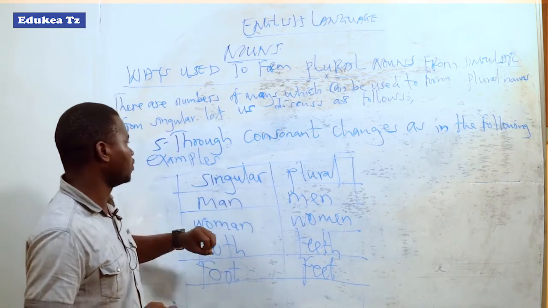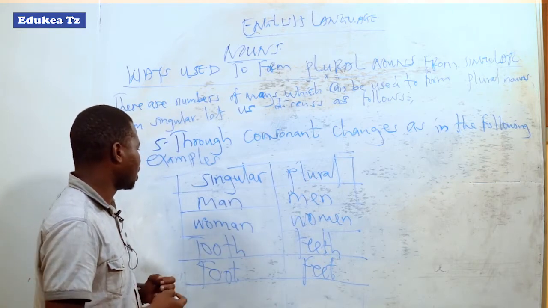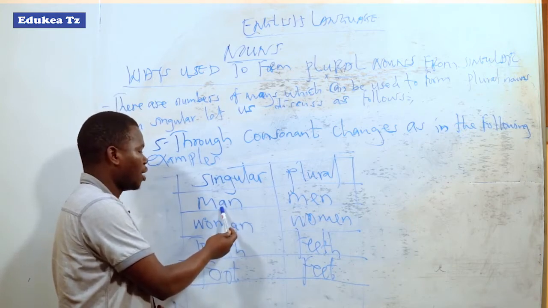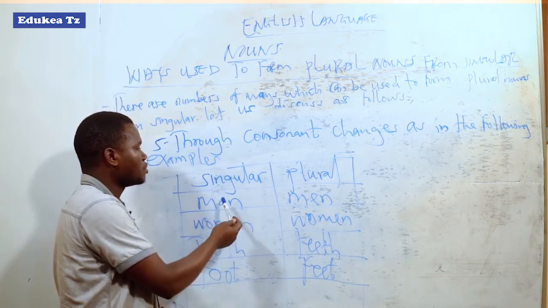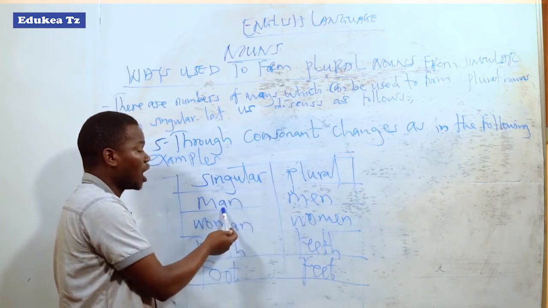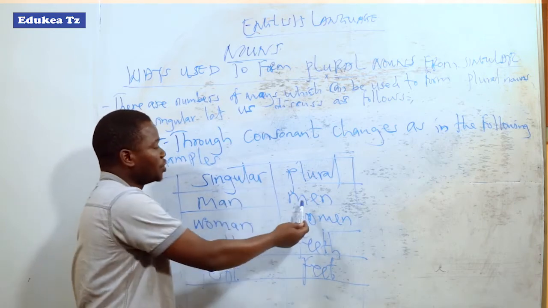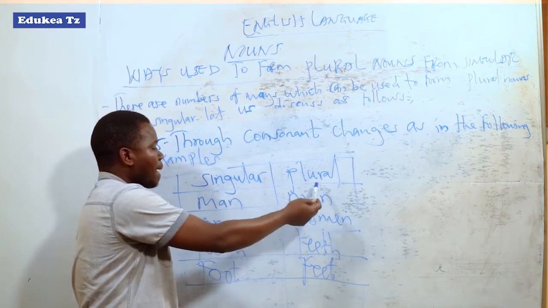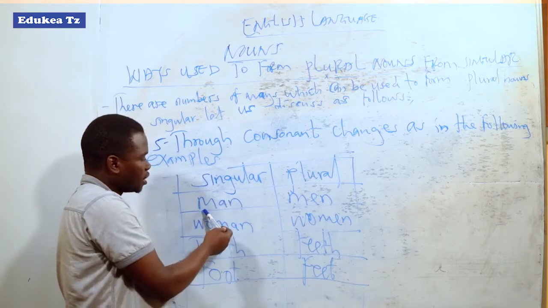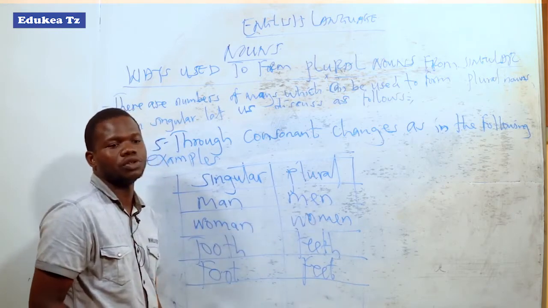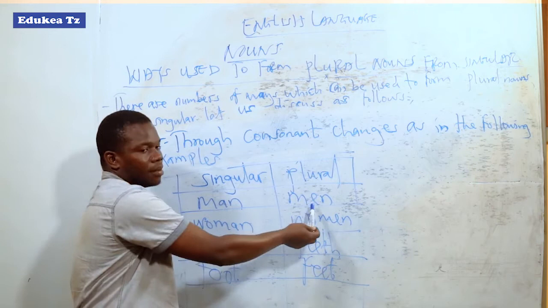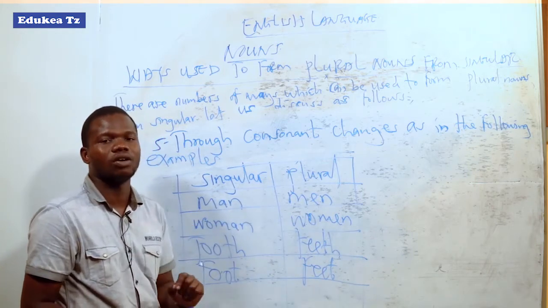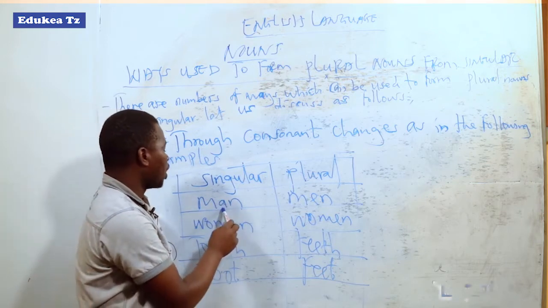So let us observe the following examples. For example, we have the word man. So in here we have the vowel a, but in plural formation this vowel tends to change into e, then we get the word men. So man is singular, then men is plural. So the plural form of man is men and not mans. Not that, but it is only through vowel change.